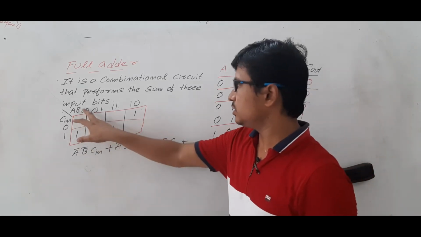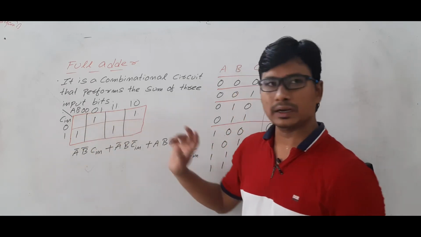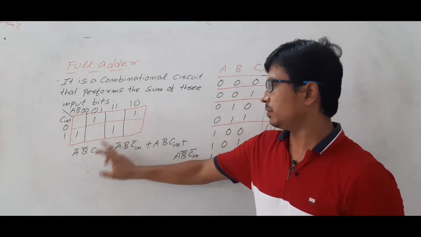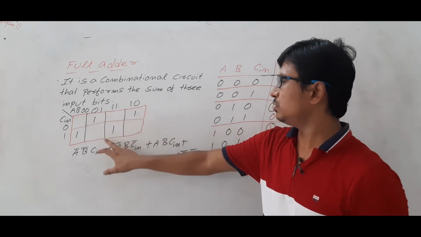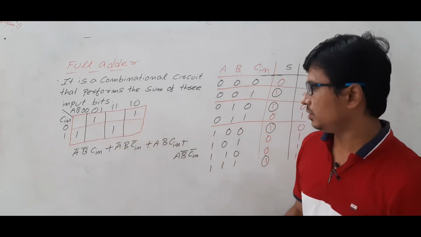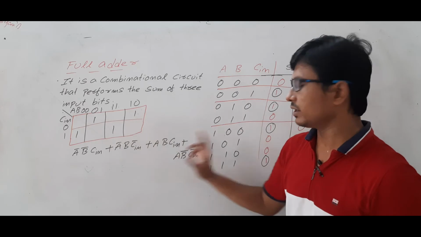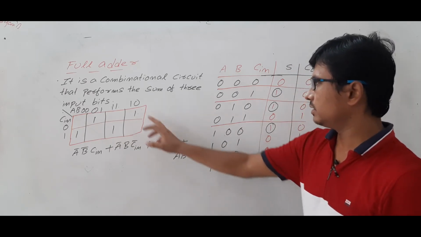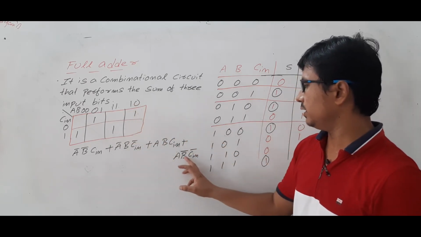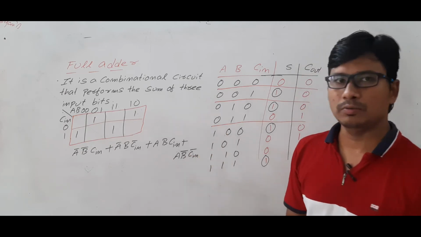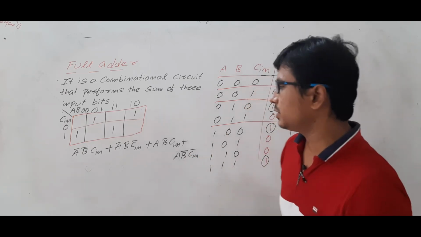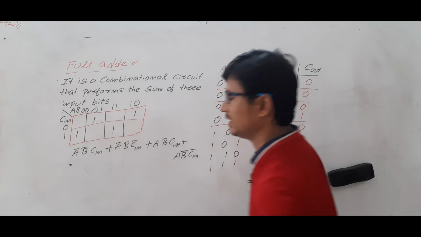How did I get this one? 0 0 1, which is A complement B complement C in, and this is 0 1 0. Okay, this is 1 1 1, A B C in. Then this is 1 0 0, A B complement C in complement. Now tell me what is the expression we will get.